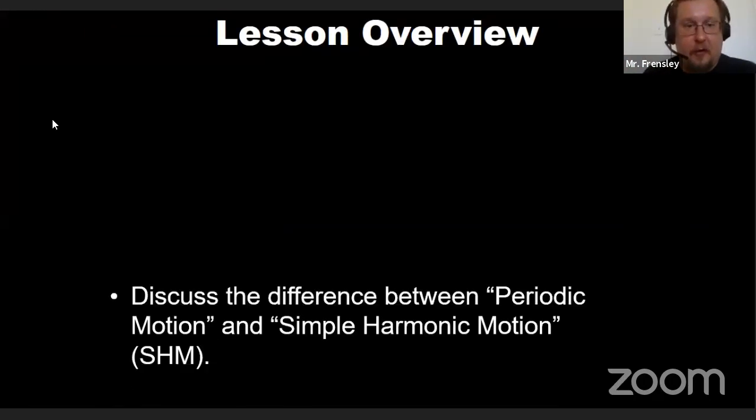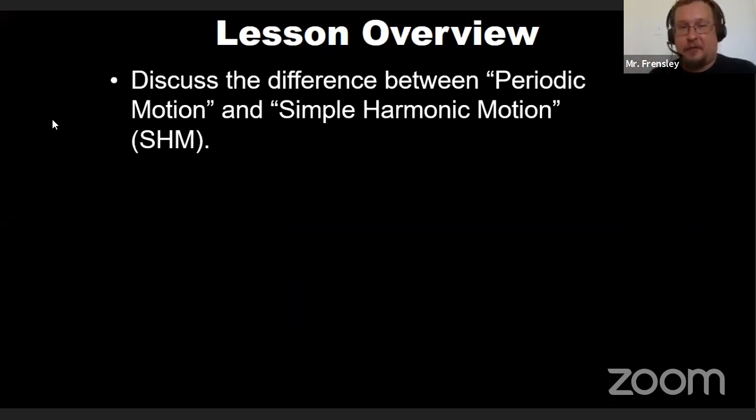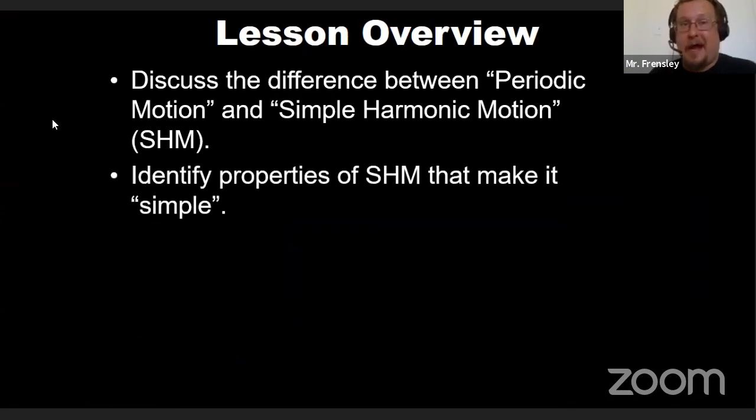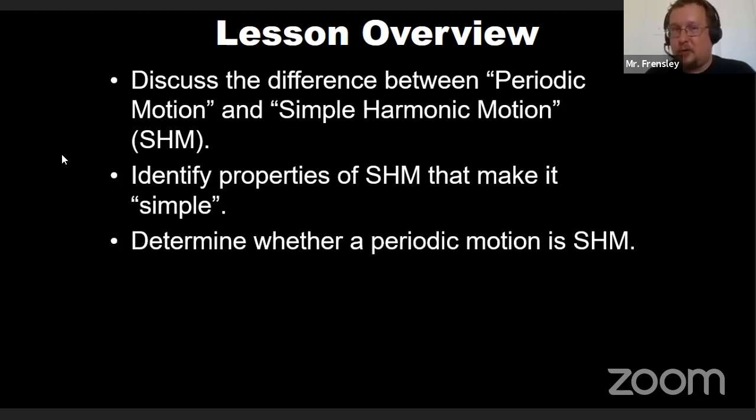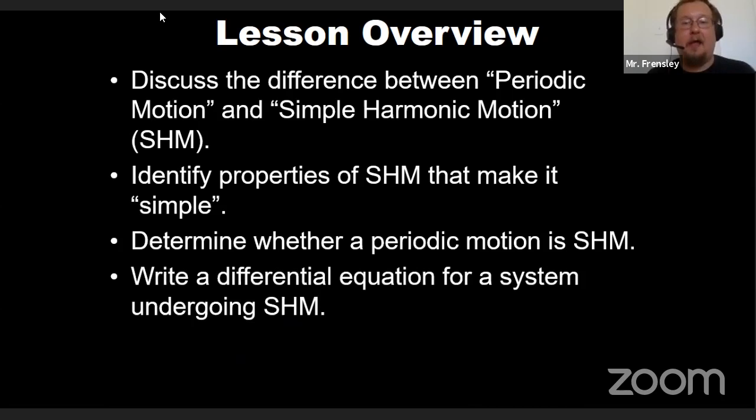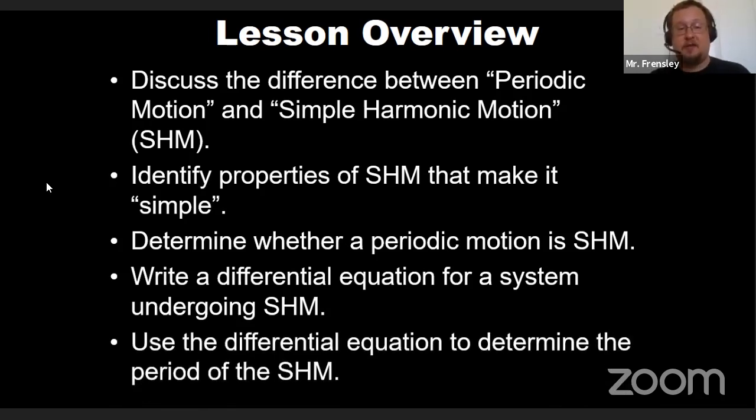All right, so let's talk the overview here. We're going to discuss the difference between periodic motion and simple harmonic motion. Then we're going to figure out what makes simple harmonic motion so simple. What are the properties that make it so great and easy, easier than it could be? We're going to determine whether a motion we're looking at is simple harmonic motion by looking for the properties or a lack thereof. And then we're going to write a differential equation, that's not the P1 friendly part, for a system undergoing simple harmonic motion. And then we're going to use that differential equation to figure out the period of the simple harmonic motion.